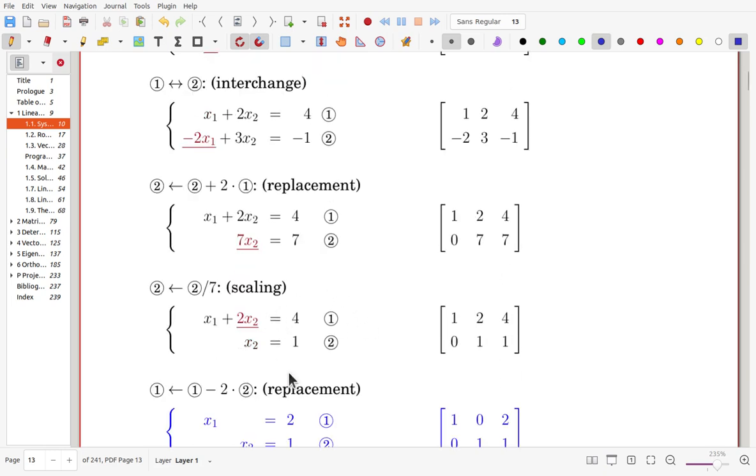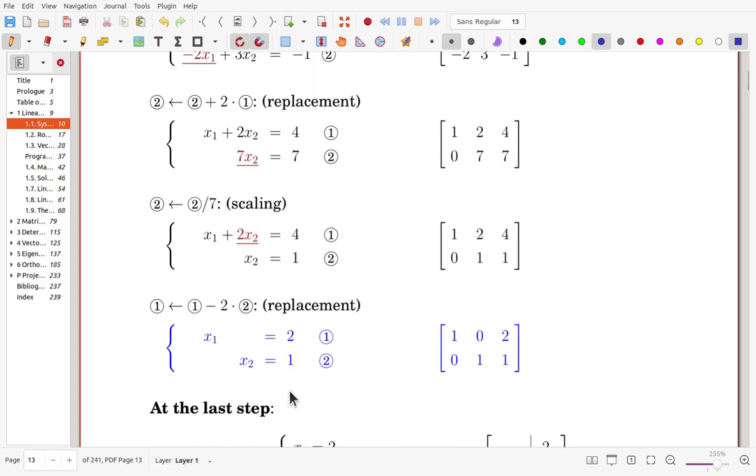Now, we make a scale. So 7 can be eliminated by multiplying by 1 over 7. So it becomes x2 equals 1. The corresponding part is here. Just multiply by 1 over 7 to make 1, 1. And now we will try to eliminate that one by subtracting twice the second equation. Then the right side for that one will become 2. So eventually x1 equals 2, x2 equals 1.